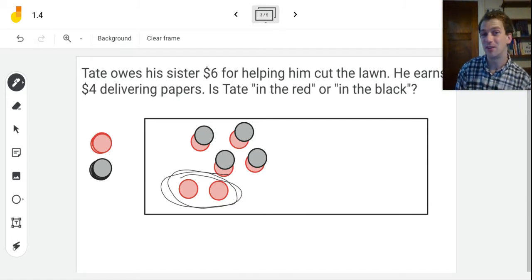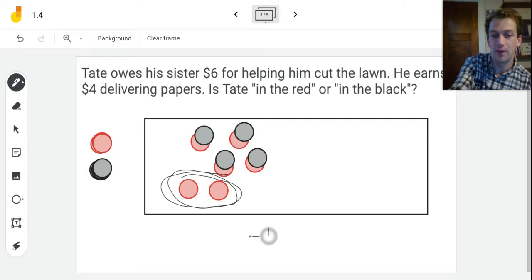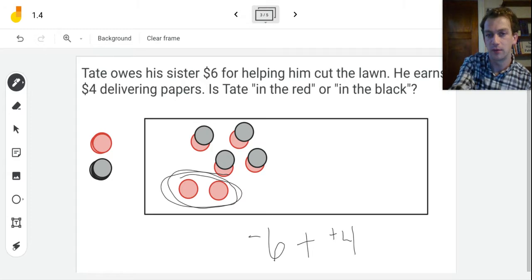It's really important to be able to take that information that we just showed and write it as a number sentence. So let's review. We said he started with -$6 that he owed his sister. We combined that with, or added that to, the +$4 that he earned delivering papers. And with the chip model, we just showed that that equals -2. He still owes his sister -$2.